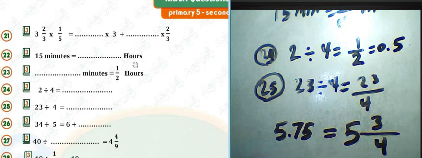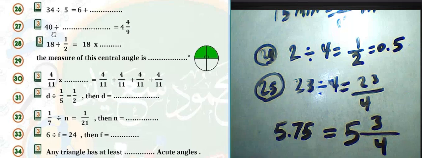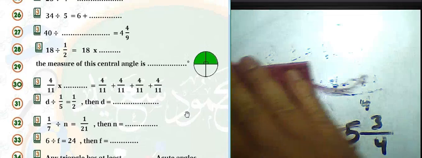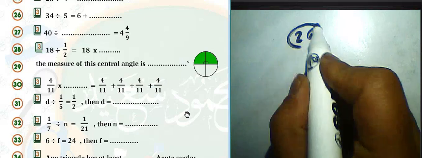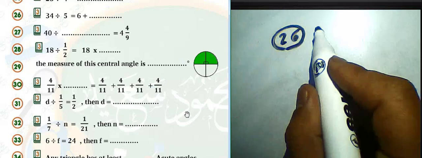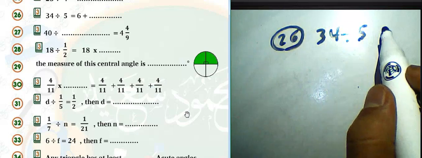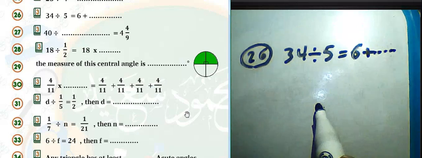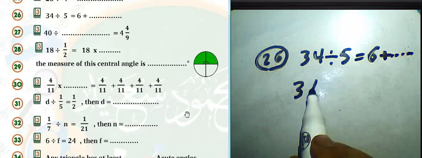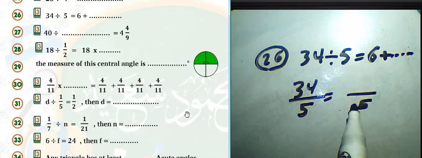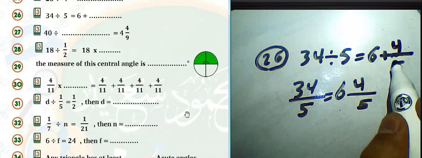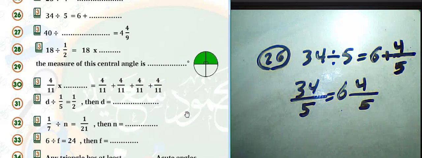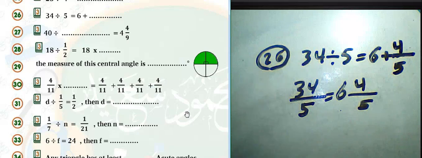Question 26. 34 divided by 5 equals 6 plus space. You know, 34 divided by 5 equals 34 over 5. Write 5 here in the numerator and 5 times 6 equals 30 and the remainder by 4. So you must write in this space 4 over 5. 34 divided by 5 equals 6 plus 4 over 5, because 34 divided by 5 equals 6 and the remainder 4.